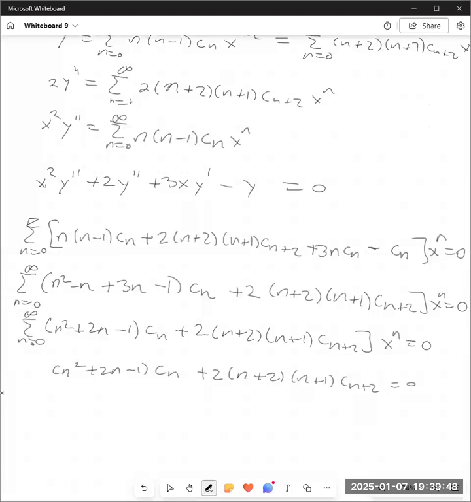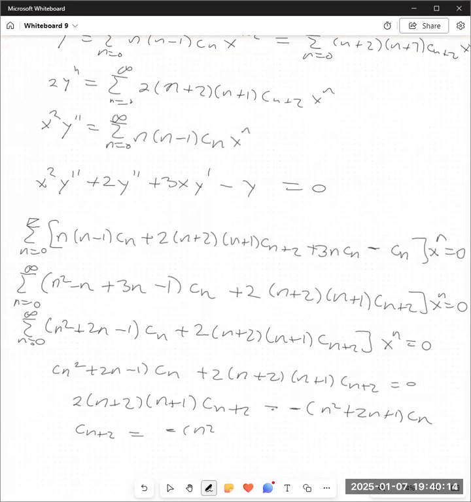Solving for c_(n+2), we get 2 times n plus 2 times n plus 1 times c_(n+2) equals negative quantity n squared plus 2n plus 1 times c_n. And that means that c_(n+2) is equal to negative n squared plus 2n plus 1 over 2 times n plus 2 times n plus 1 times c_n.